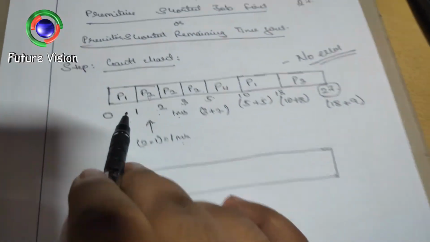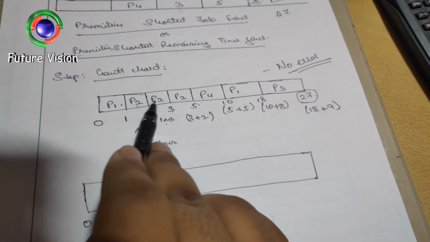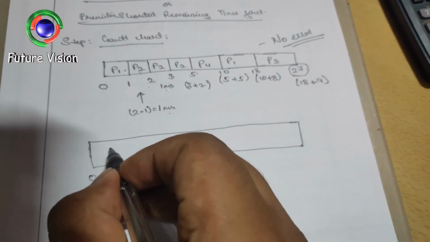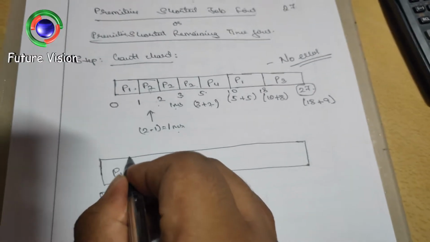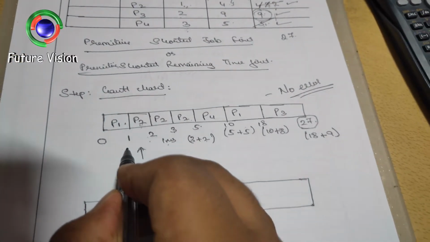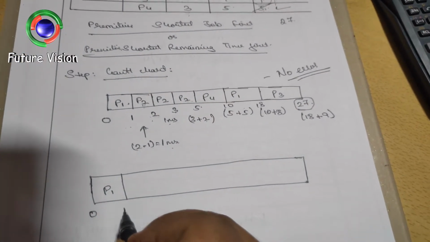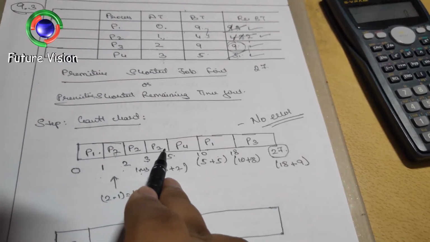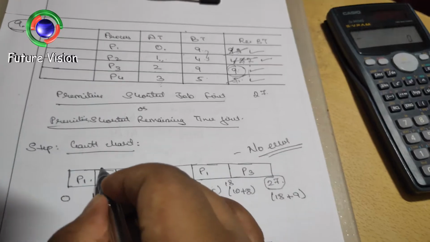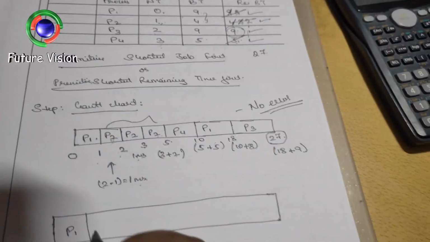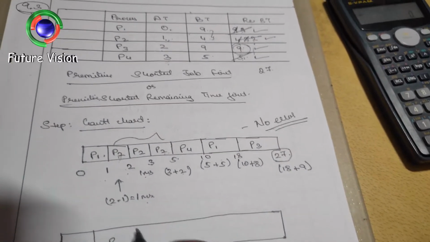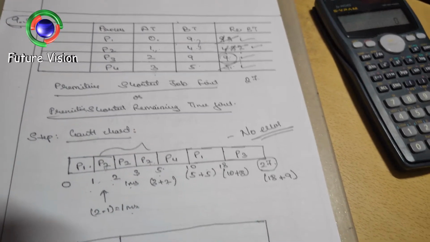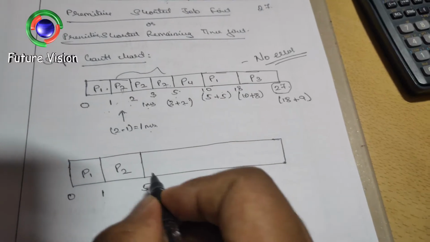At the 0th millisecond is P1. Do we have any consecutive P1s here? No. Next is P2. So P1 is simply P1. P1 executes till 1. Next P2. We have 3 consecutive P2s. We'll combine all of these into a single P2. So P2 executes from 1 till 5.